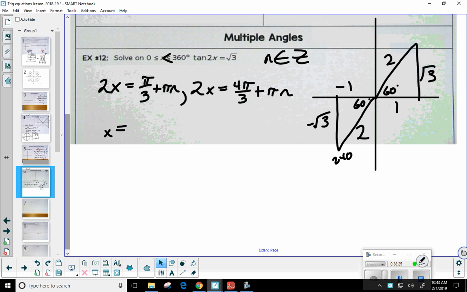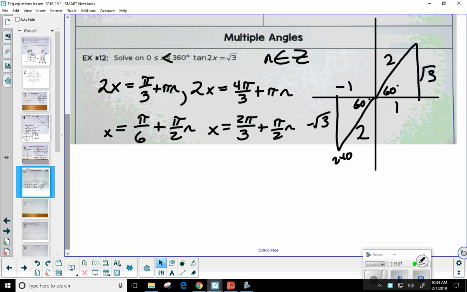So if I divide through by 2, what's pi over 3 divided by 2? Pi over 6 plus pi over 2 n, or pi n over 2, however you want to do it. What would it be over here? Let's see, 4 pi over 3 divided by 2 would be 4 pi over 6, and then it will go down to 2 pi over 3. And again, plus pi over 2 n, or pi n over 2.